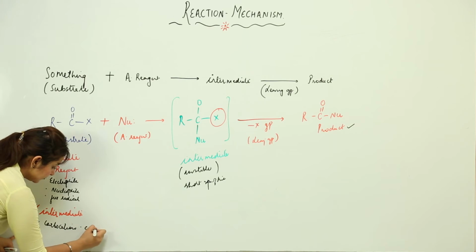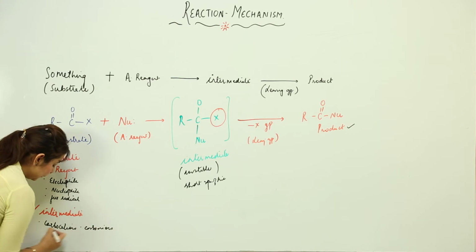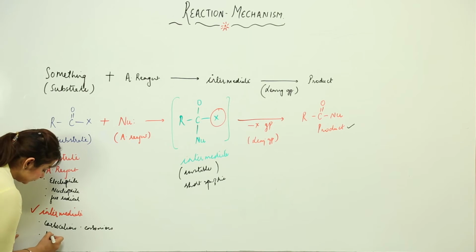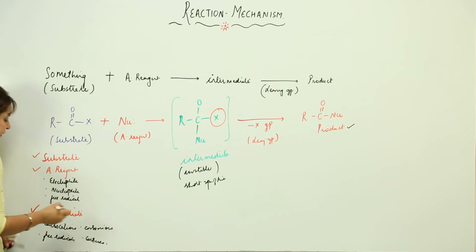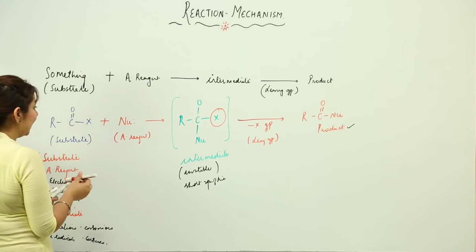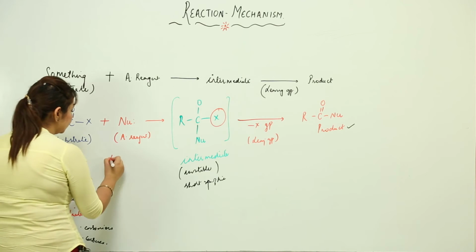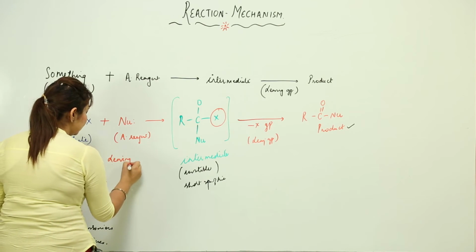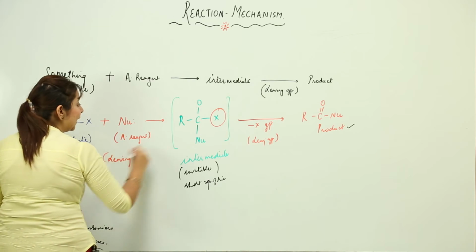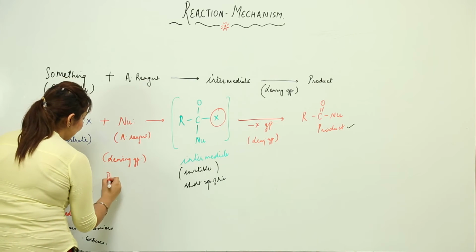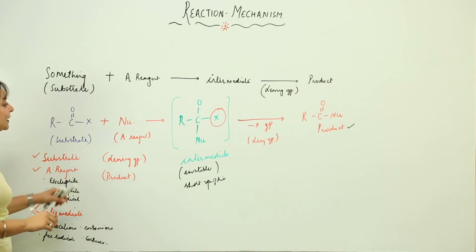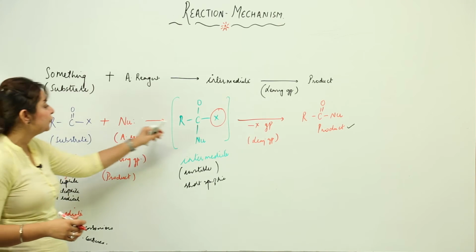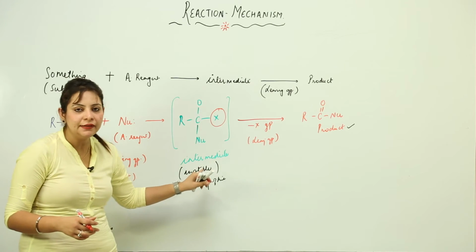Carbocations, carbanions, again free radicals, and we have carbenes. And then we get the leaving group, the group that goes off actually, and then we have the product. And also we know that when they react, it forms an intermediate, and here the bond gets cleaved actually.